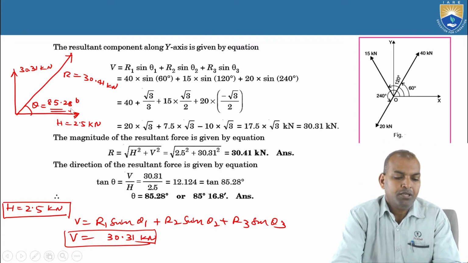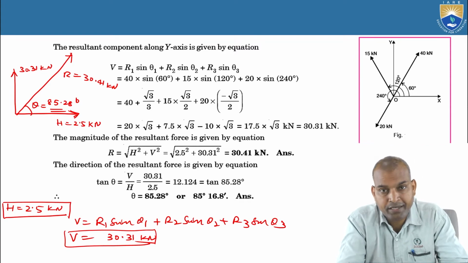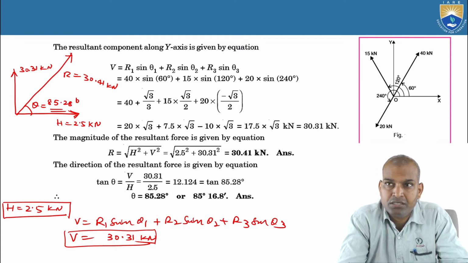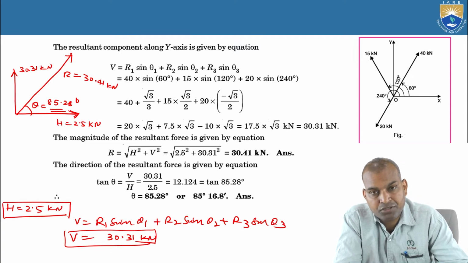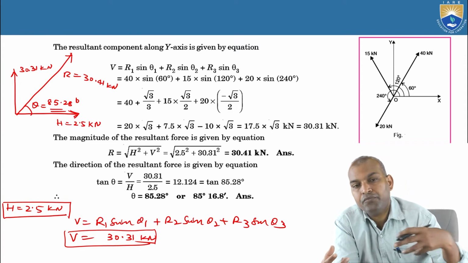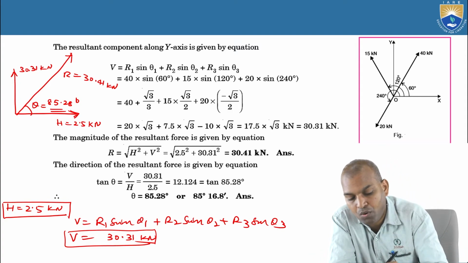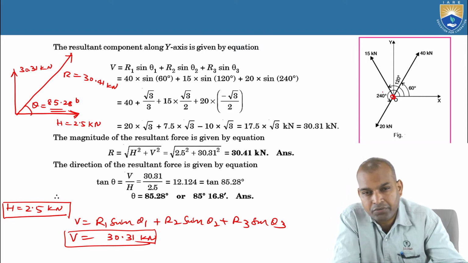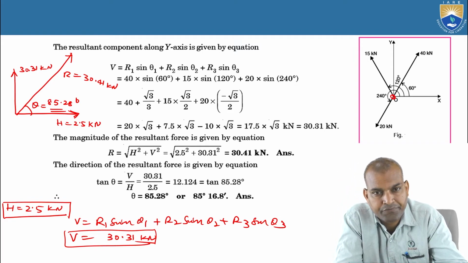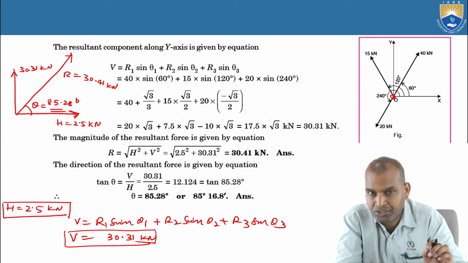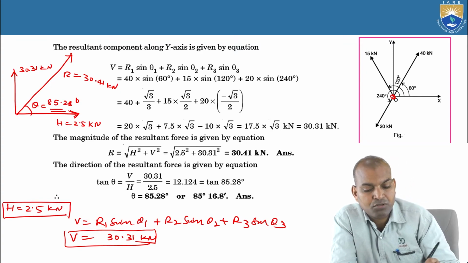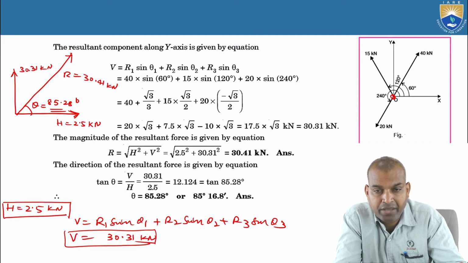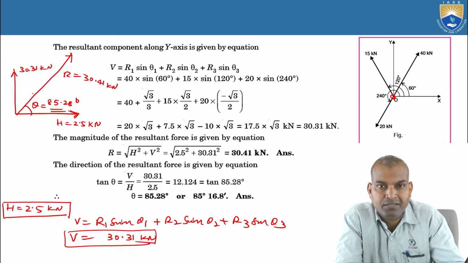So in this coplanar force system, 40 kilonewtons is making 60 degrees, 15 kilonewtons with 120 degrees and 20 kilonewtons with 240 degrees. When these three forces R1, R2, R3 act on a particle O, the effect of R1, R2, R3 with the directions theta 1, theta 2 and theta 3 is replaced by a single force, that is the resultant force R equal to 30.41 kilonewtons with the direction of 85.28 degrees.